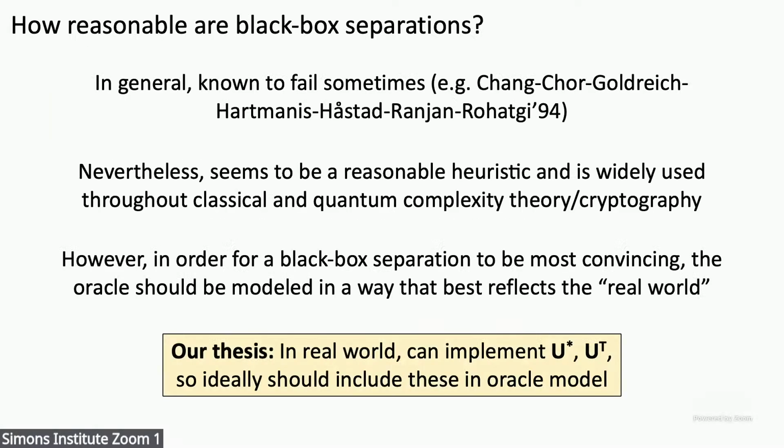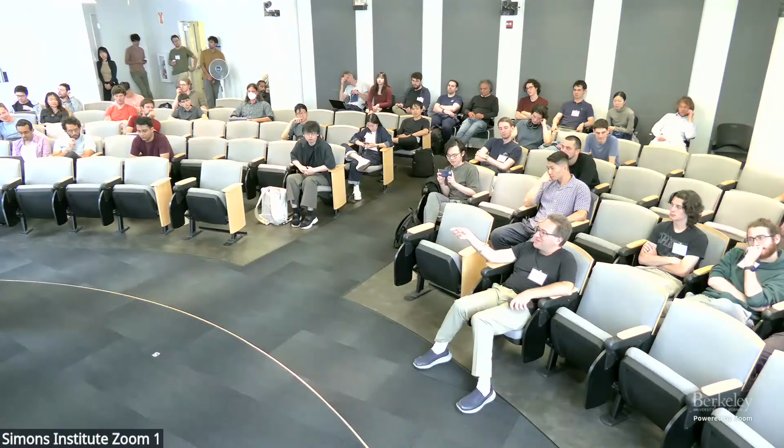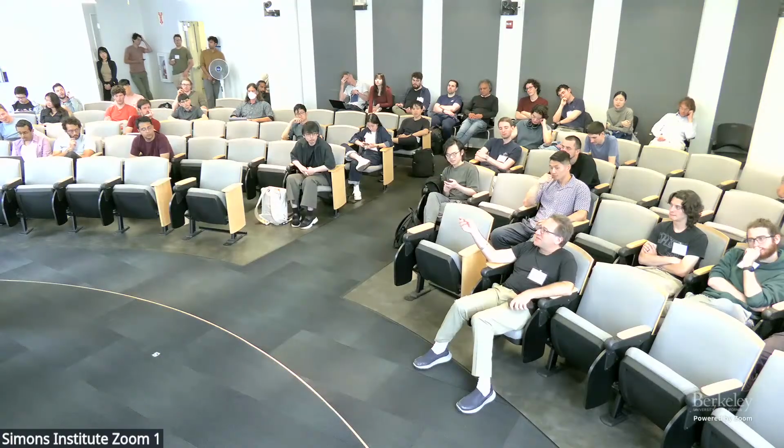Yeah. Mark, you're trying to provoke people into arguing with it, right? So certainly, Greg and I talked about this 20 years ago when we were first using quantum oracles, right? Should we include controlled U? Should we include U dagger? I don't remember how much we talked about U transpose and U conjugate.